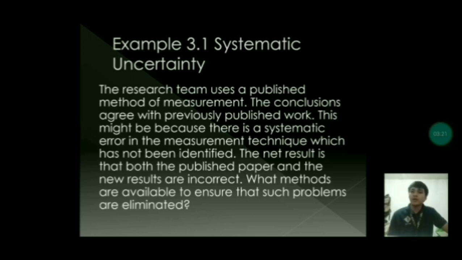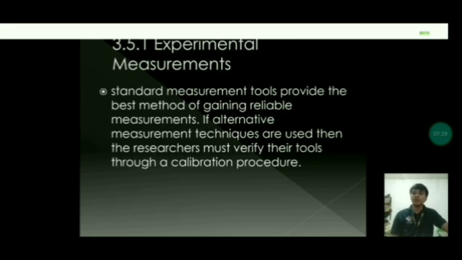What methods are available to ensure that such problems are eliminated? What we are going to tackle right now are some solutions to eliminate those kinds of problems. Experimental measurements: standard measurement tools provide the best method of gaining reliable measurements. If alternative measurement techniques are used, then the researchers must go through a calibration procedure in order to verify that their measurements are valid.